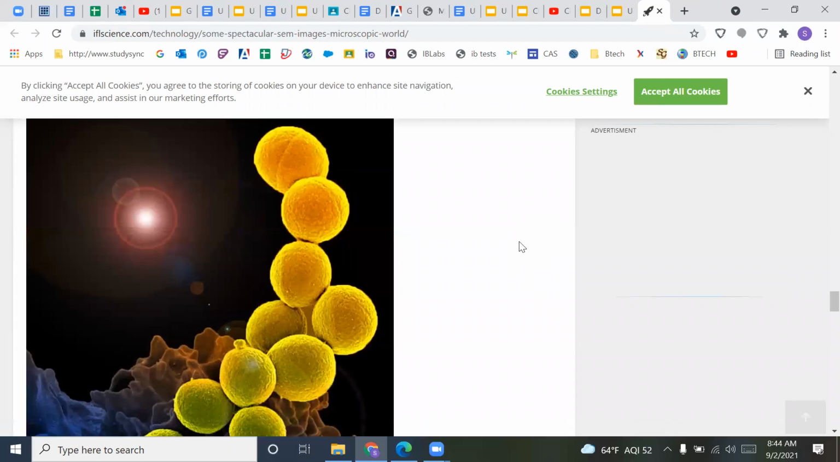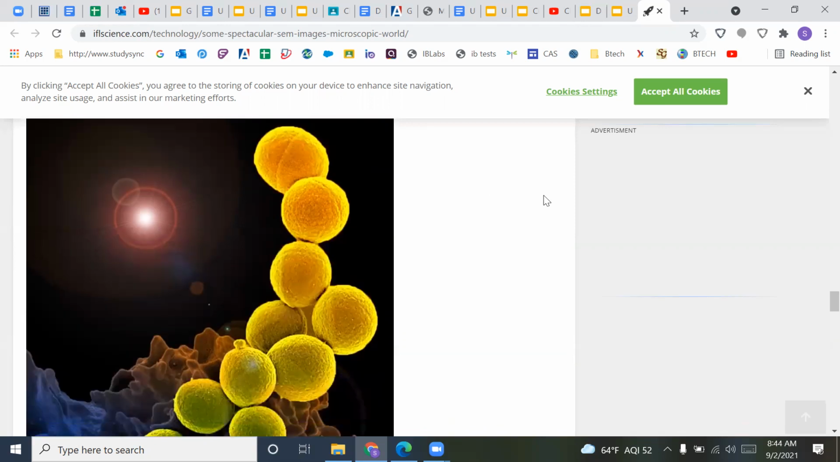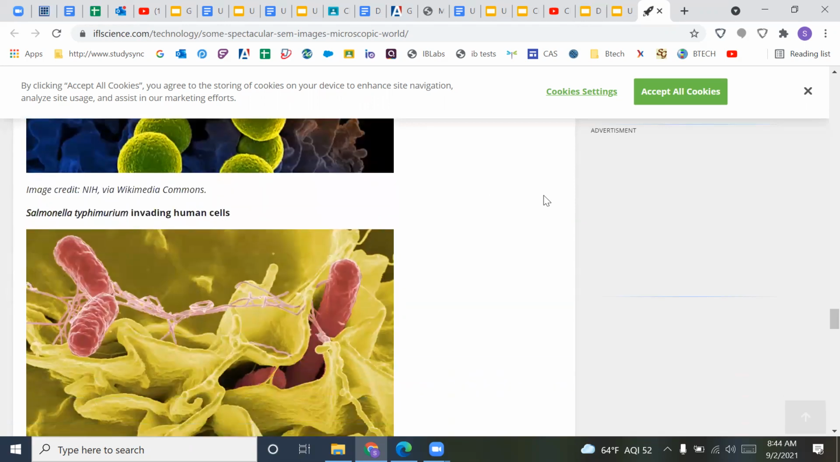Here you go. White blood cell eating methicillin-resistant Staphylococcus aureus. MRSA. MRSA is a terrible thing. If you have people who work in hospital settings, you could ask them, hey, have you heard of MRSA? And they'll probably be able to tell you about it. It's a really bad infection. Hard to combat.